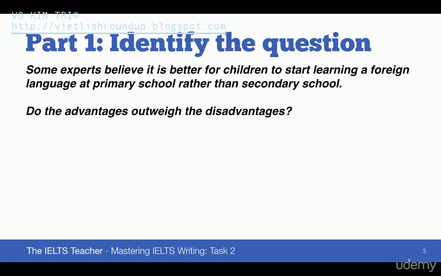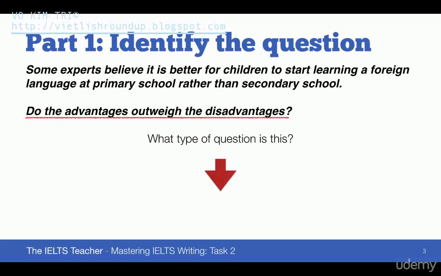Some experts believe it is better for children to start learning a foreign language at primary school rather than secondary school. Do the advantages outweigh the disadvantages? Remember the 4 different question types: opinion, opinion discussion, discussion, and situation. Which one do you think this is?